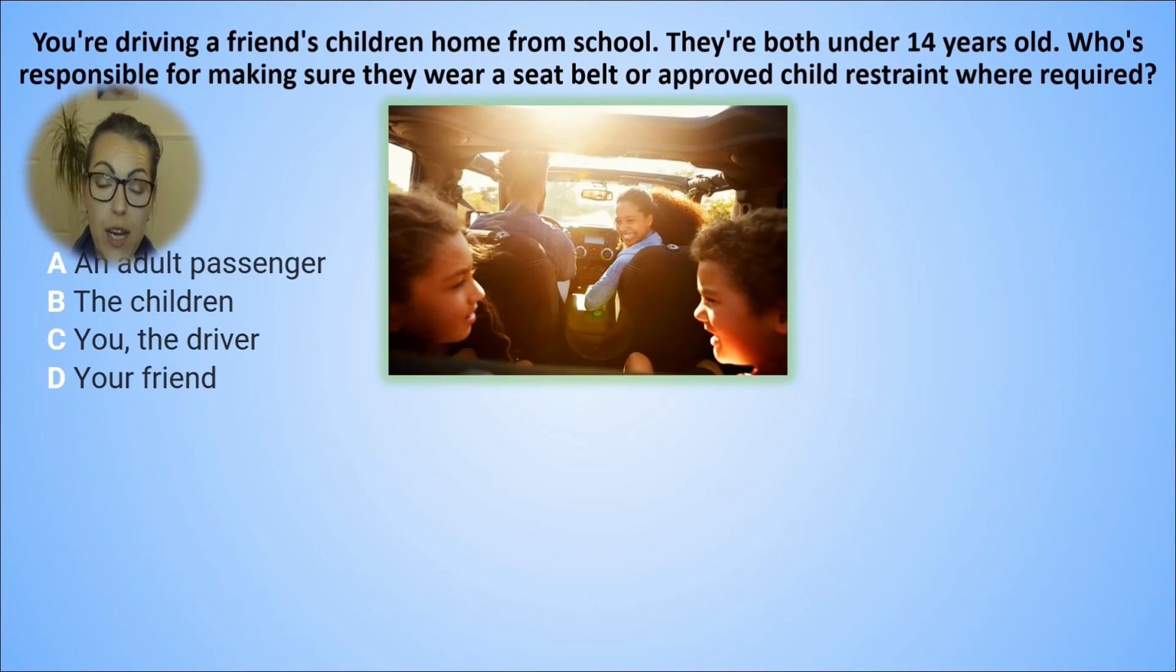Next question, and this is the last question for today. You are driving a friend's children home from school. They are both under 14 years old. Who is responsible for making sure that they wear a seat belt or approved child restraint where required? A. An adult passenger. B. The children. C. You as the driver. D. Your friend.